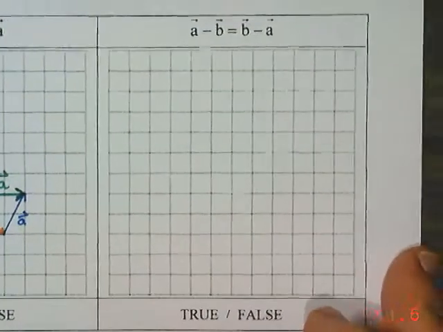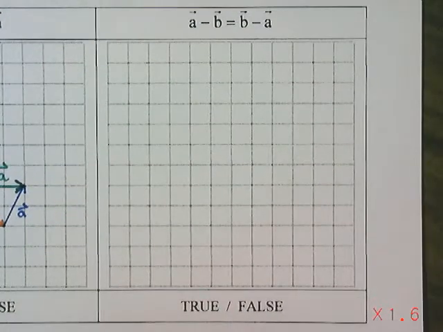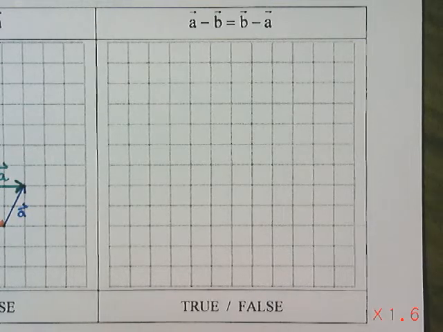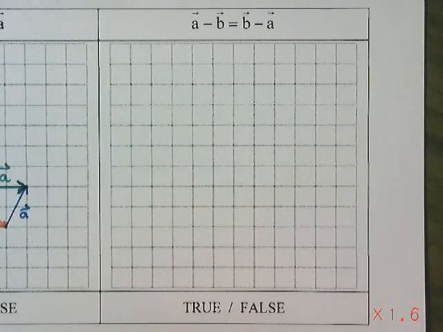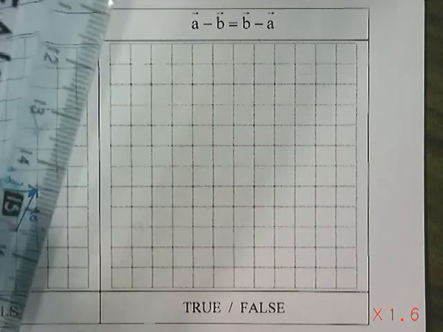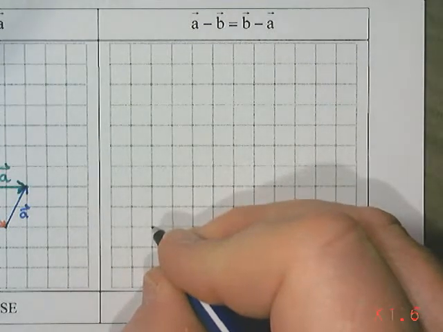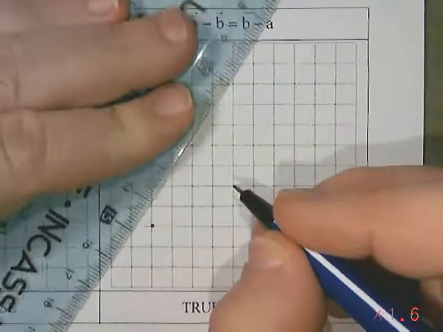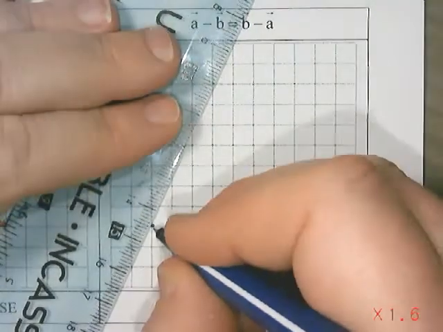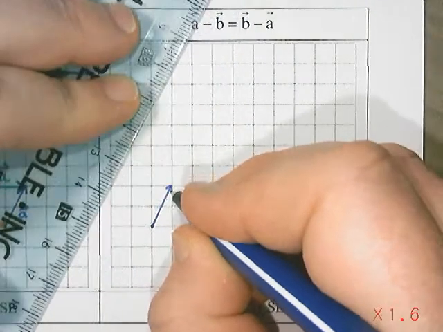All right, let's try A minus B equals B minus A. So I'm going to start with vector A. I'm going to have to draw 2 of them, but I also have to subtract. So I need to be careful about how close I put it to the edge. I think we'll start here. There's vector A.